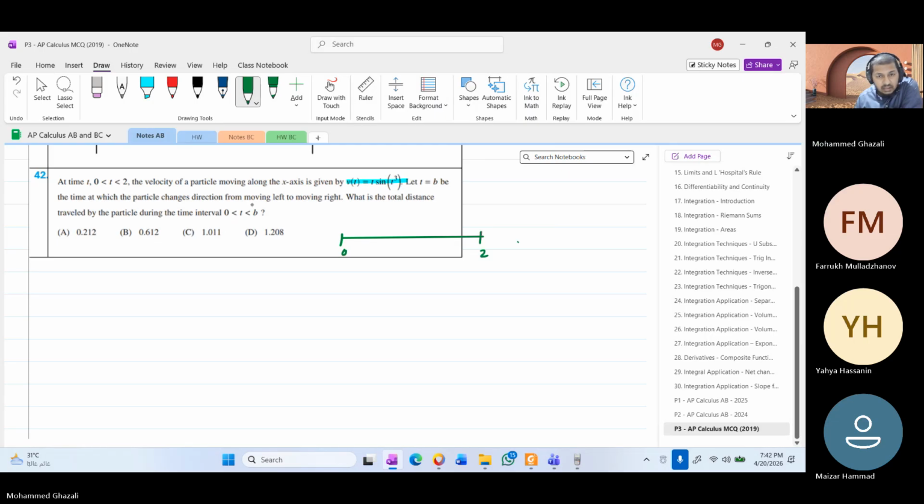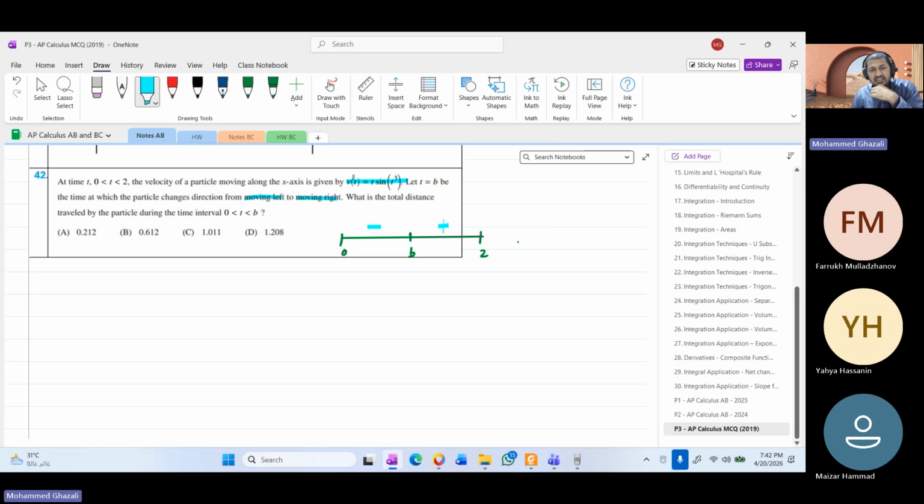Let b be the time at which the particle changes direction. So between 0 and 2, b is somewhere around here, moving from left to moving right. In other words, velocity negative to velocity positive. What is the total distance traveled by the particle during the time interval 0 to b? You want the distance traveled from 0 to b, okay?